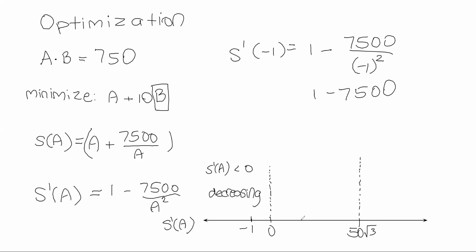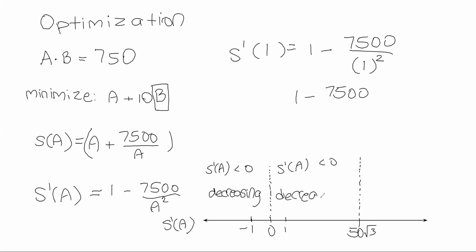So we want to do the same thing with our next interval. I want to maybe just pick 1. 1 seems pretty easy to work with. So I'm going to find s prime of +1. Plug in 1 for a, we get the same thing we had in the last example when we had -1. This is also going to produce 1 minus a very large number. So once again, our derivative is negative, which means this interval is also going to experience decreasing behavior only.